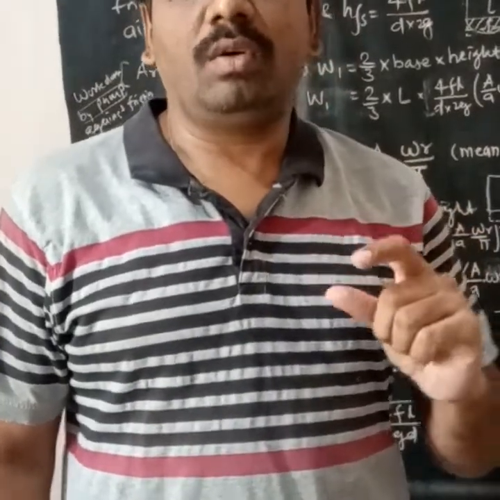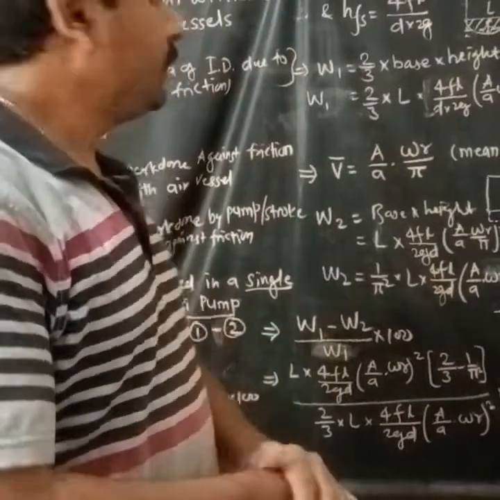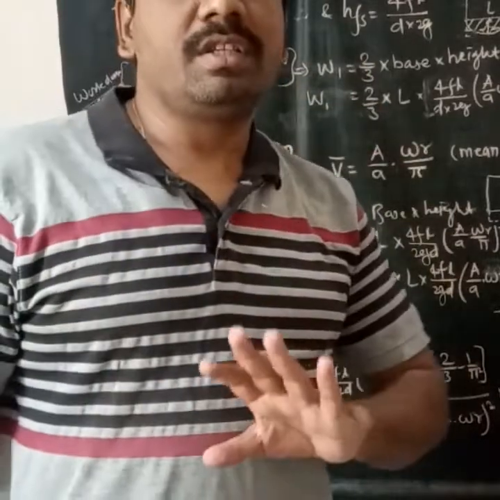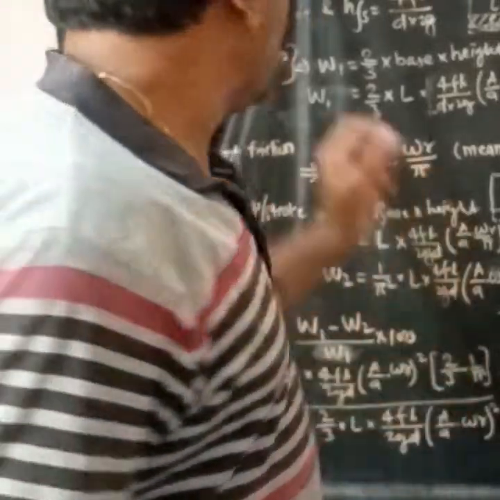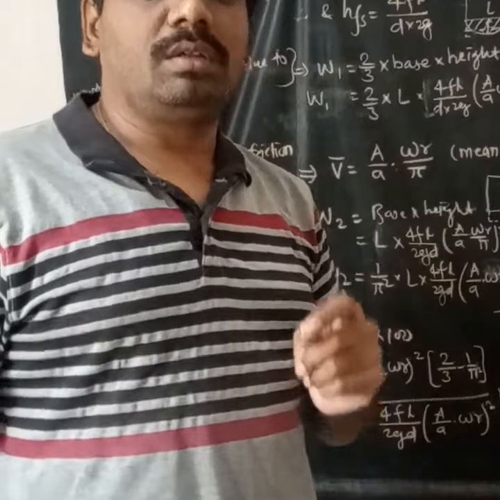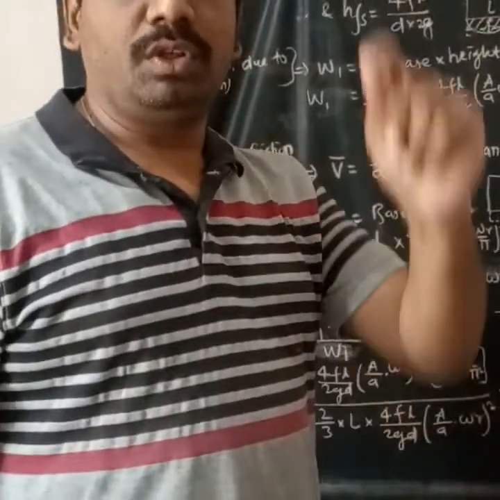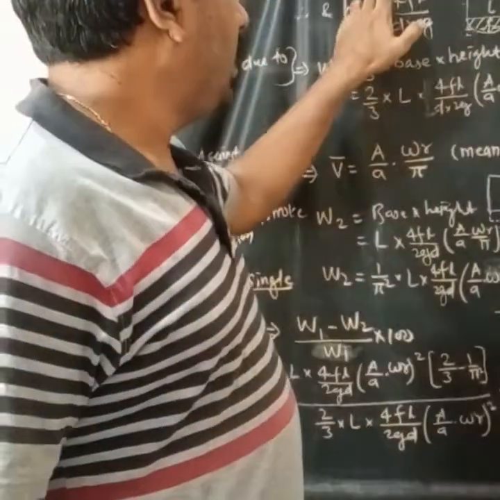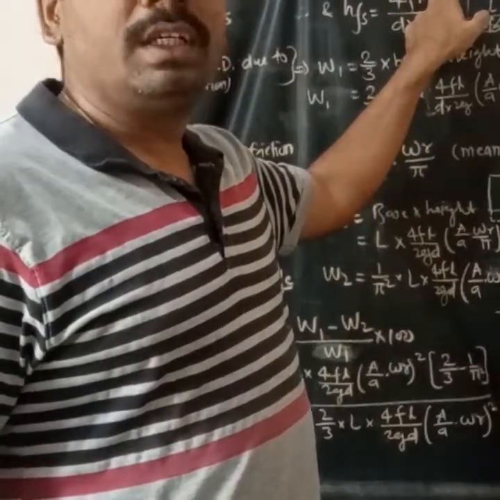Now let us find out the work done. For that purpose, look here. Here it is the work done against the friction without air vessel. If the air vessel is not provided, then how do we calculate this work done? This is the work done against the friction without the air vessel, in which we have obtained the expression for the velocity of the fluid flowing through a pipeline, that may be a suction pipe or the delivery pipe, and that is represented by A by a omega r sine of theta.